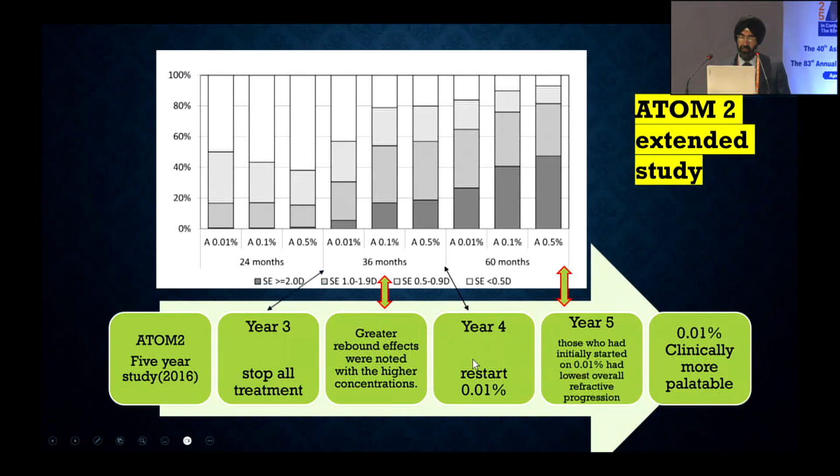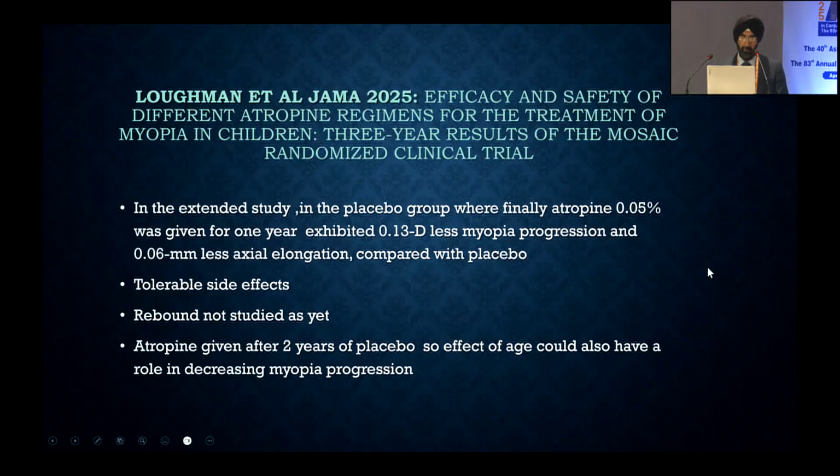And in year 4, when they restarted 0.01%, what they found was that those who had 0.01% initially had the lowest overall refractive progression, as compared to 0.5%. And they concluded that the lower concentration is more clinically palatable. So this is one of the recent studies by Lohmann.